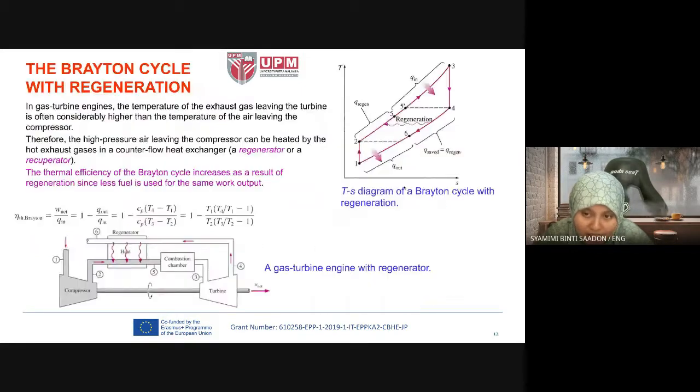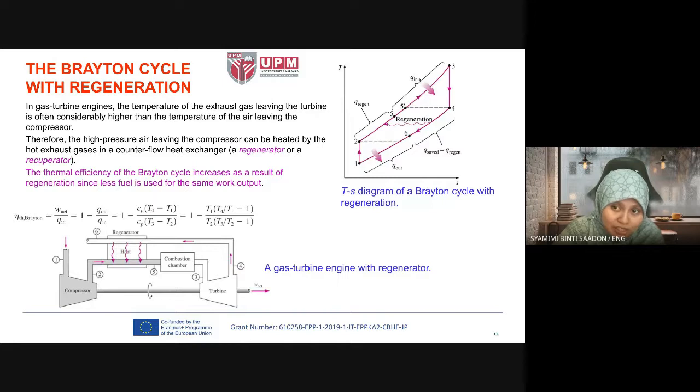Instead of heating from 2 to 3, which is higher temperature and needs higher energy, if we have regeneration we can save that Q in. We can use the internal energy from the gas leaving the turbine to heat up, so Q in is only from 5 to 3 instead of from 2 to 3. A lower difference of temperature means lower energy use in the Q in.